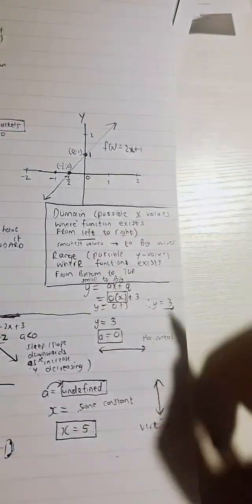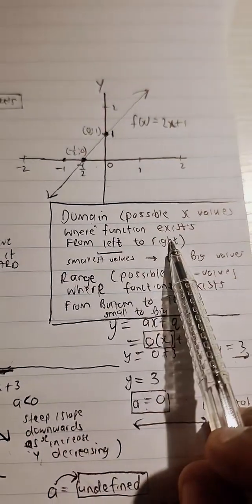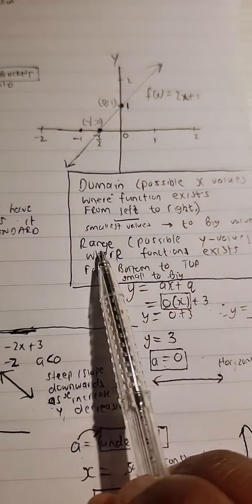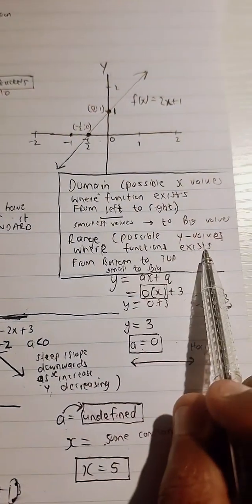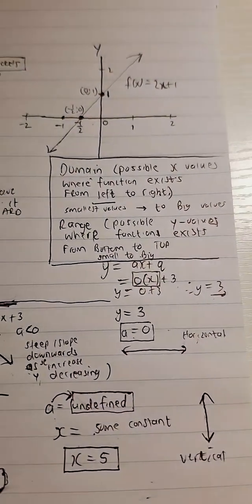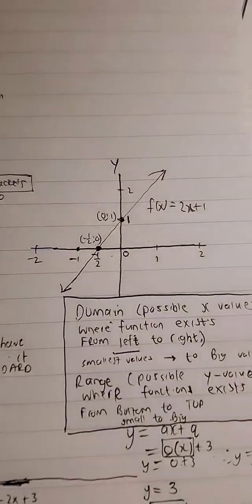You start from small. So domain, possible x values where the function exists from left to right. This is small to big. Range, possible y values where your function exists from the bottom to the top. You see? Yeah, we're talking.